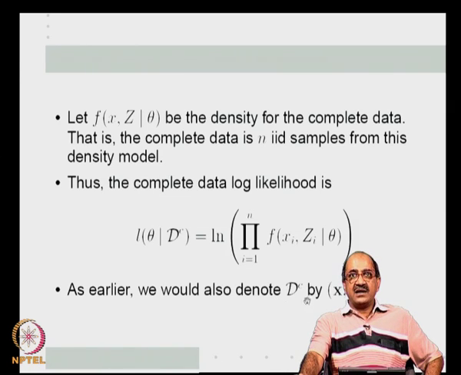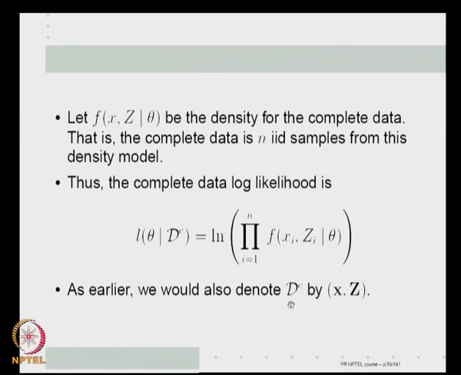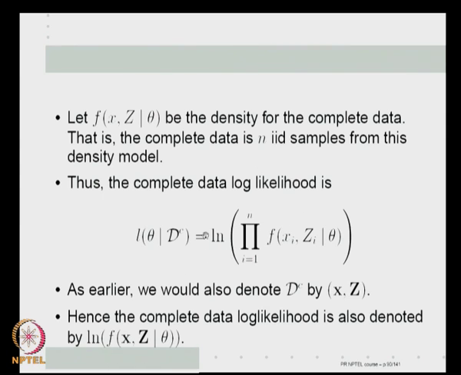Recall that earlier we said that the data x1 to xn can also be represented by a bold x. Similarly, the complete data, which consists of x1, z1, x2, z2, up to xn, zn, will be represented by bold x comma z. So, in that sense, the complete data log likelihood can also be written as log of this product, which now becomes f of bold x, bold z given theta. We will mostly use this notation for the complete data log likelihood, and similarly for all the other log likelihoods.